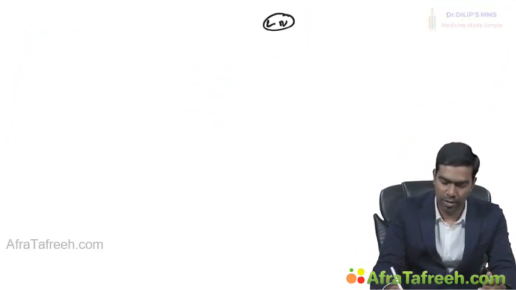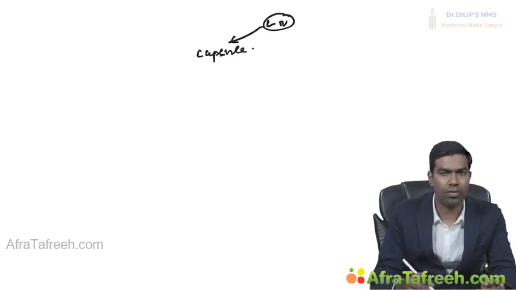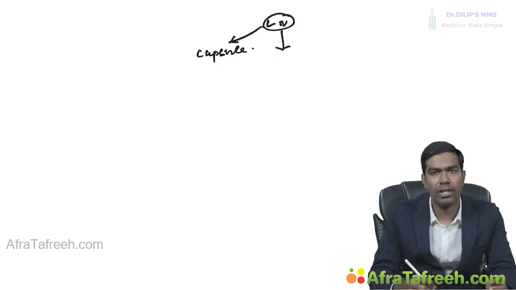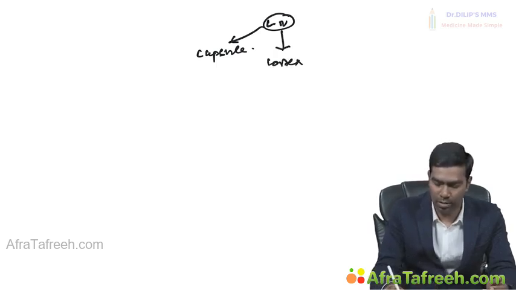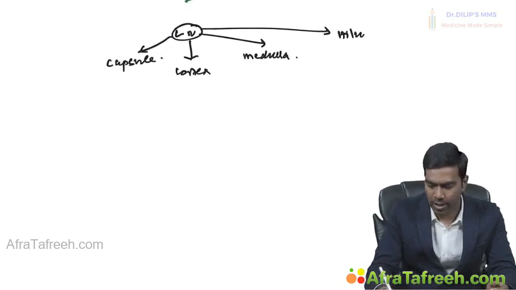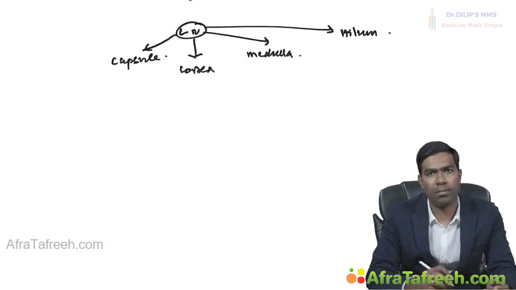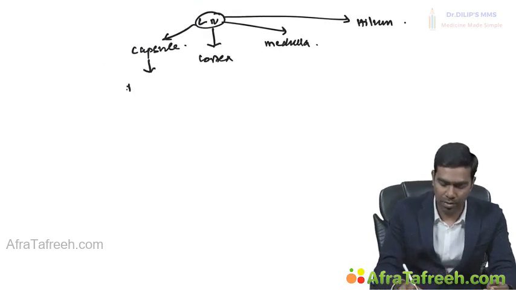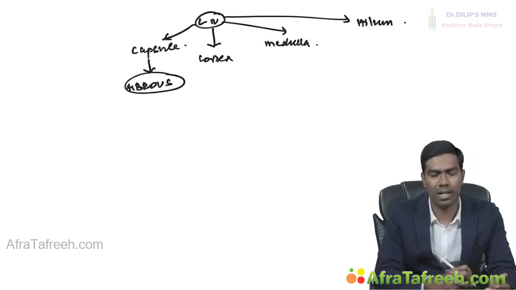So if you take the structure of a lymph node, you can divide it into the capsule, which is not of that much importance, then the cortex, the medulla, and the hilum. The capsule is a fibrous tissue, and usually it is not that important in real time.